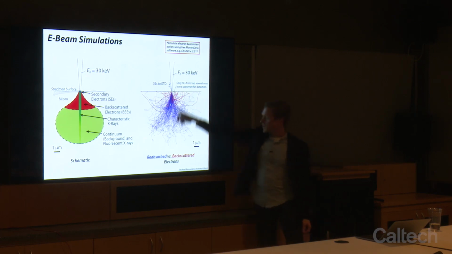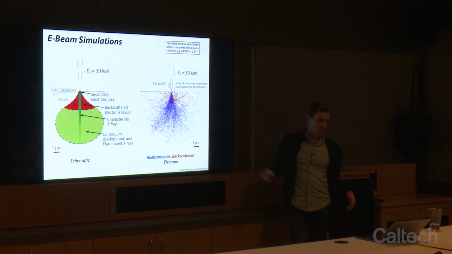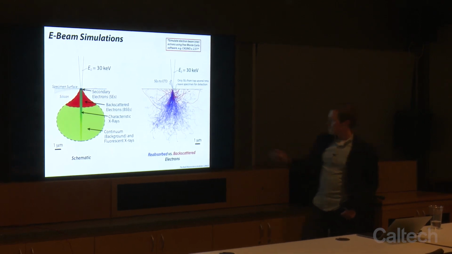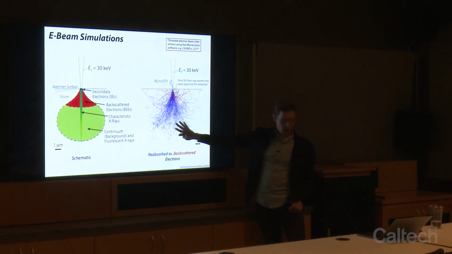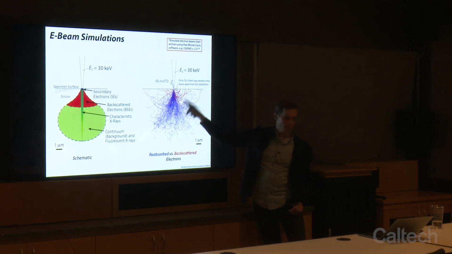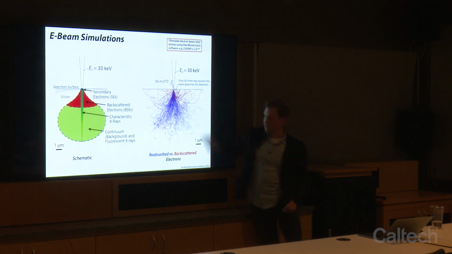And this is what it looks like in the simulation software. This is Casino Monte Carlo software. You can download that, it's free, and you can use it. So that's what it will look like when you just run the simulation. These blue paths are reabsorbed electrons, and the red paths are backscattered electrons. So that's kind of how I'm drawing this, the overall shape of the image and where I'm getting the backscatter volume.